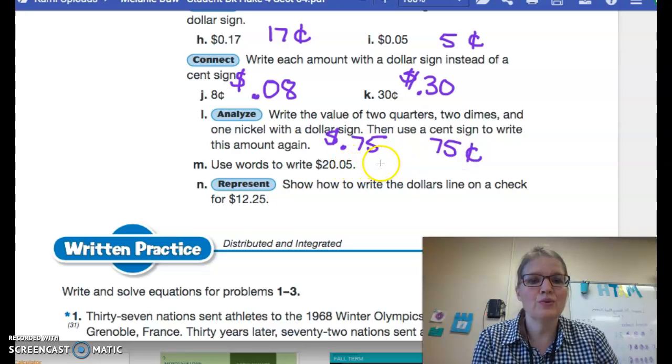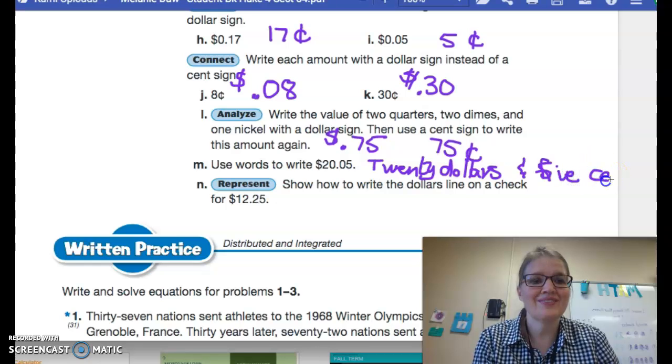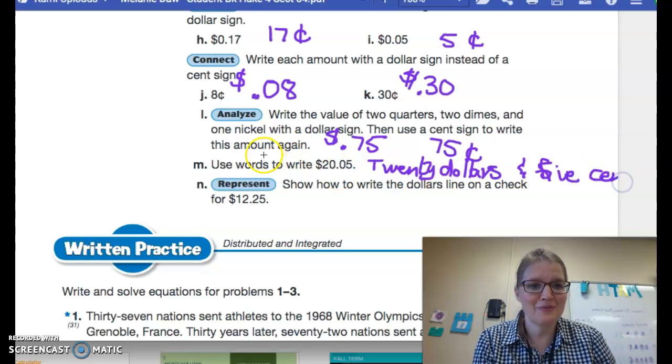Use words to write $20.05. I don't know if I can fit this in. Dollars and 5 cents. Whoops, I'm off the board.